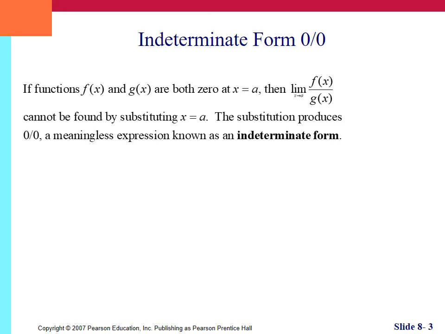Now let's see the first form of the indeterminates, which is the 0 over 0 form. If functions f of x and g of x are both 0 at x equal to a, then the limit of f of x over g of x cannot be found by substituting x equal to a. The substitution produces 0 over 0, which is a meaningless expression known as an indeterminate form.